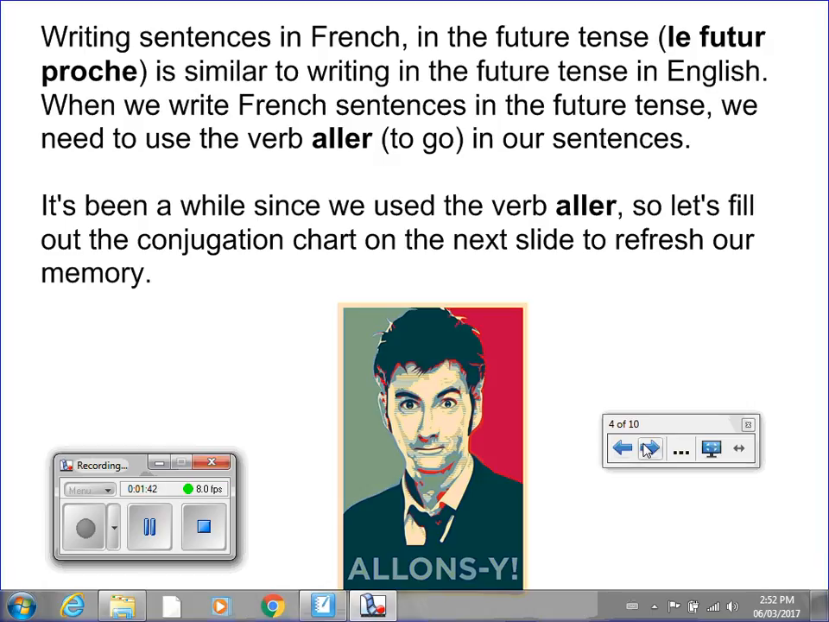writing sentences in French in the future tense, or le futur proche, is similar to writing in the future tense in English. When we write French sentences in the future tense, we need to use the verb aller, to go, in our sentences. Now, it's been a while since we used the verb aller, so let's fill out the conjugation chart on the next slide to refresh our memory.